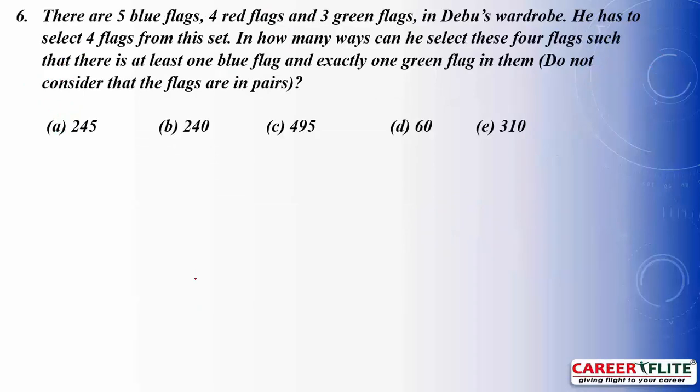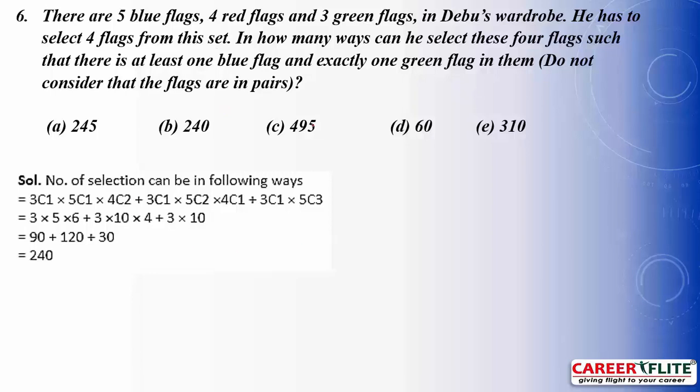So in this question we have 5 blue flags, 4 red flags and 3 green flags in Debu's wardrobe. He has to select 4 flags from the set. In how many ways can he select these 4 flags such that there is at least one blue flag and exactly one green flag in them? So do not consider that the flags are in pairs. So let us see the possible number of cases in this question.